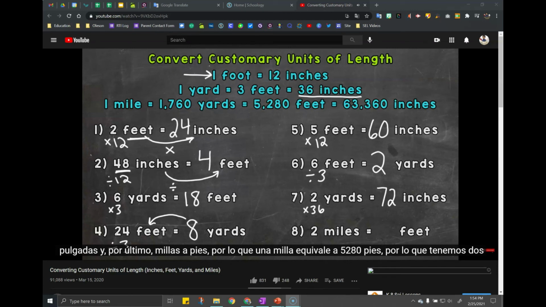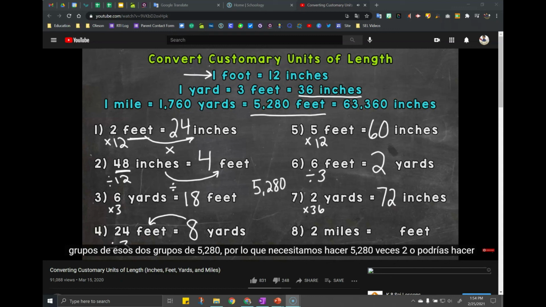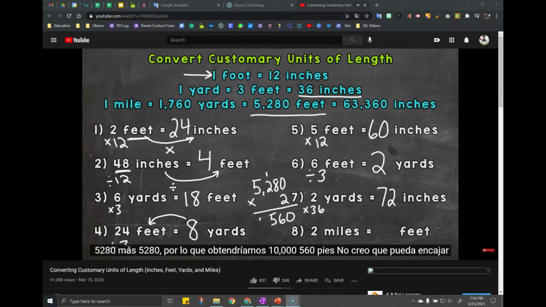And lastly, miles to feet. So 1 mile equals 5,280 feet. So we have 2 groups of that, 2 groups of 5,280. So we need to do 5,280 times 2. Or you could do 5,280 plus 5,280. So we would get 10,560 feet. I don't think I can fit it in that space there, so I will draw an arrow.